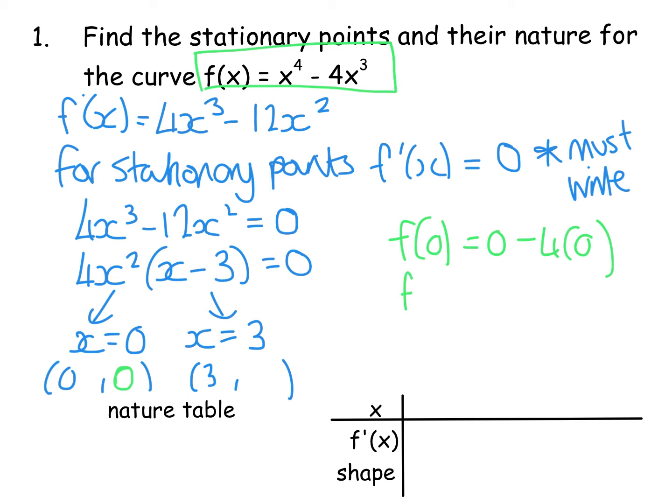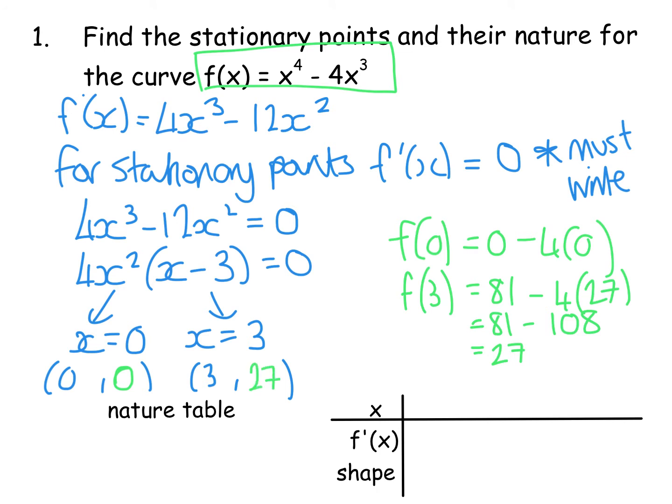The second turning point would be when x is 3. So you've got 3 to the power 4, so that's 3, 9, 27, that's 81, take away 4 times 3 cubed, so 4 times 27. So that is 81 take away 108. I can do this quickly because I've done it so many times. And that gives me -27. So my turning point is at (3, -27).